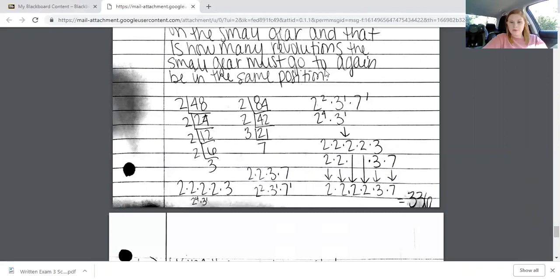So I did that here with both of those. And then you just write those out. 2 times 2 times 2 times 2 times 3, which is what we got here for 48. And then 2 times 2 times 3 times 7, which is what we got here for 84. And you will just bring down all of your 2's there, your 3 and your 7, multiply that together, and there is your answer of 336.